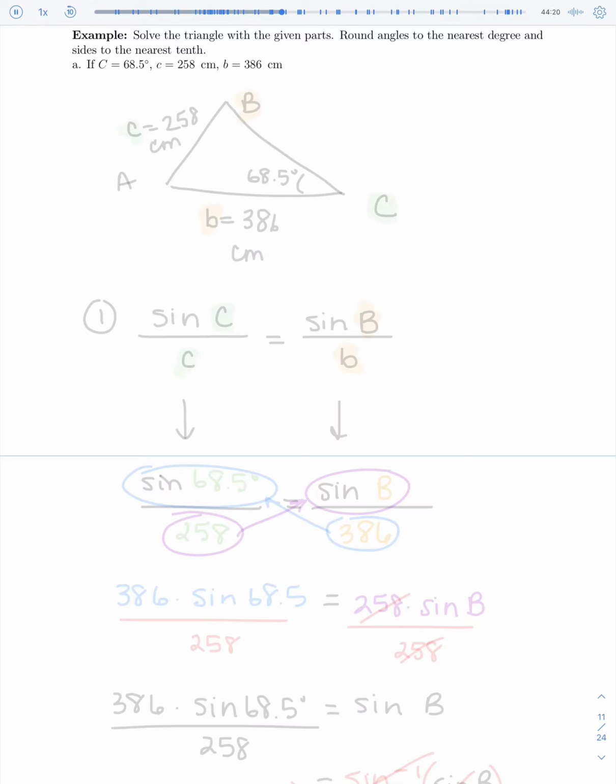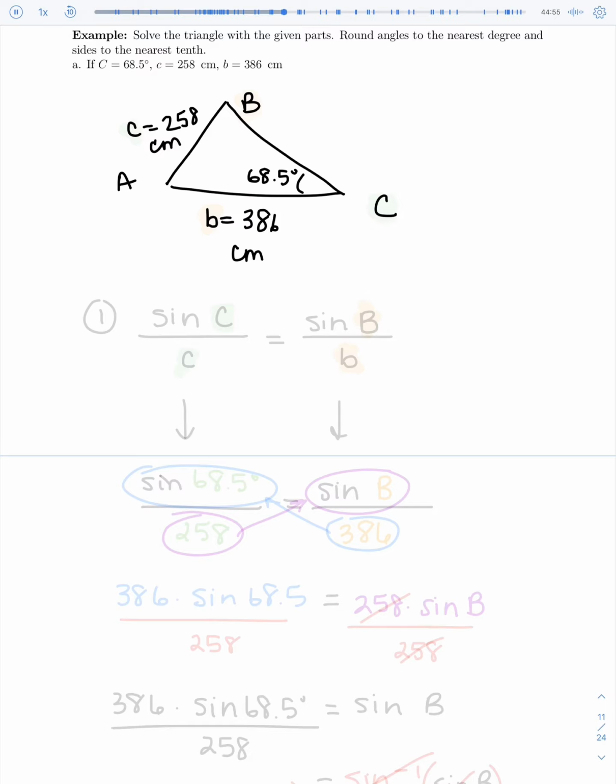At example A, we'll set up our regular triangle that's not a right triangle with our A, B, and C. We have our angle C that's given to us, that's 68.5 degrees. Our side C opposite that is 258 centimeters. They don't give us angle B, but they do give us side B, which is 386 centimeters. And we're supposed to solve the triangle and see what happens.